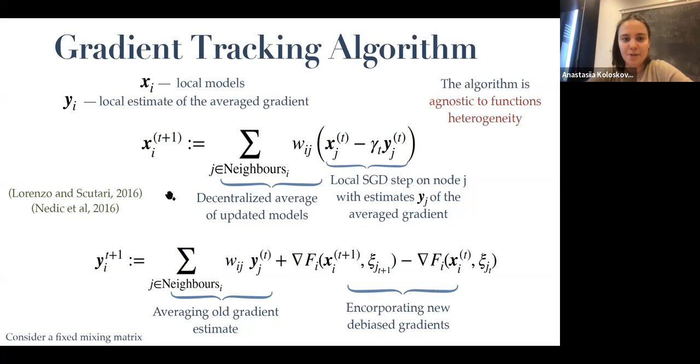We define Xi again as local models on every node i, and every node in this algorithm also stores one more vector Yi, which is an estimate of the average gradient. So every node keeps track, in some way, of this average gradient. How does the algorithm look? First, every node performs an SGD step, but instead of using current stochastic gradients, every node uses a stochastic estimate of the average gradient. The hope is that this Yi is debiased and captures perfectly the average of all the gradients.